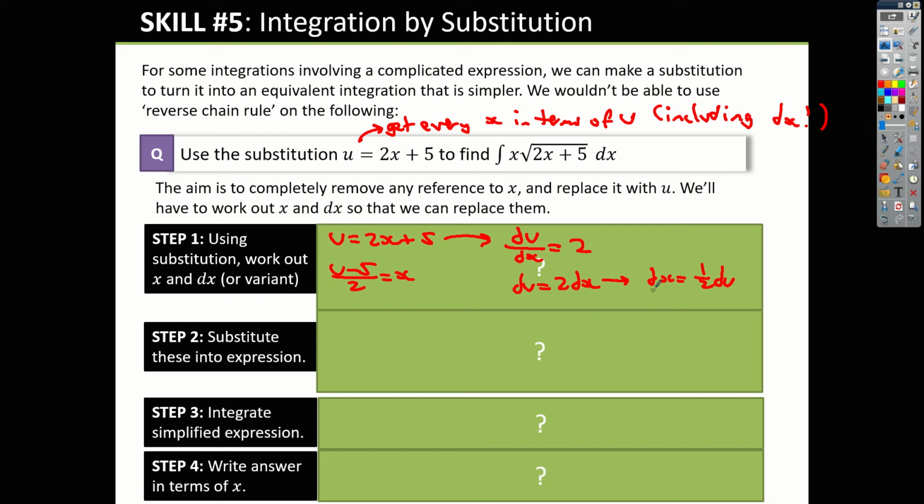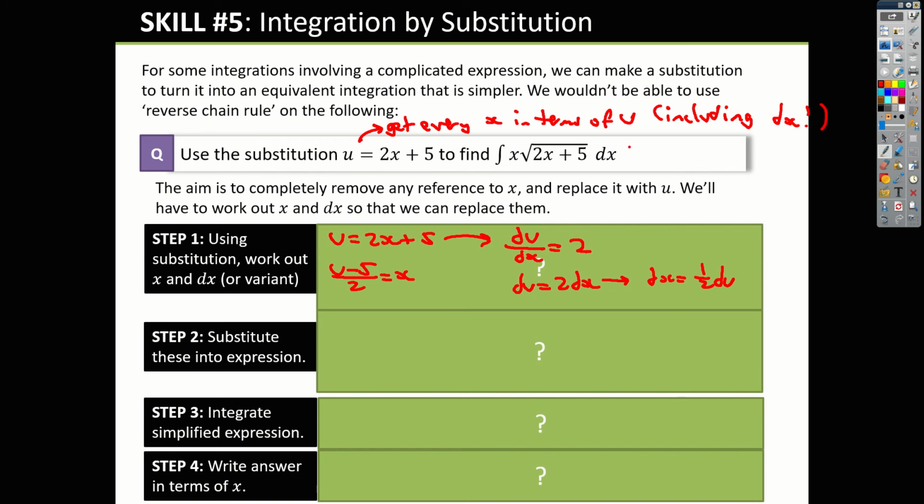Okay. So for the time being, just consider the fact that you can treat these as fractions when you're doing this manipulation here. So dx is a half du. Now all of these bits are going to go back into my integral, and we're going to replace all of the x's for u's. There shouldn't be any x's left over when we're done.